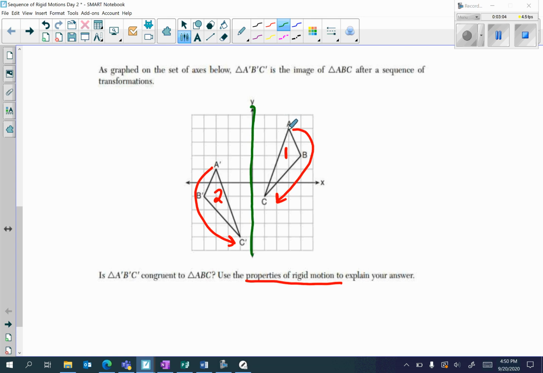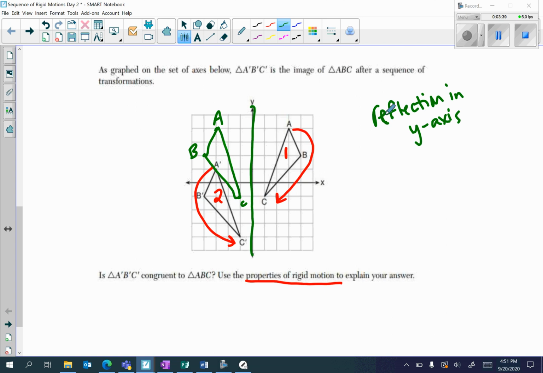So let's reflect over the y-axis. I'm counting 3 boxes away from A to the y-axis, so I'll go another 3 boxes here. We'll call that A prime. And then B is 1, 2, 3, 4 and 1, 2, 3, 4. And C is 1 over. So I know it has to be a reflection in the y-axis. So write that down, reflection in y-axis.